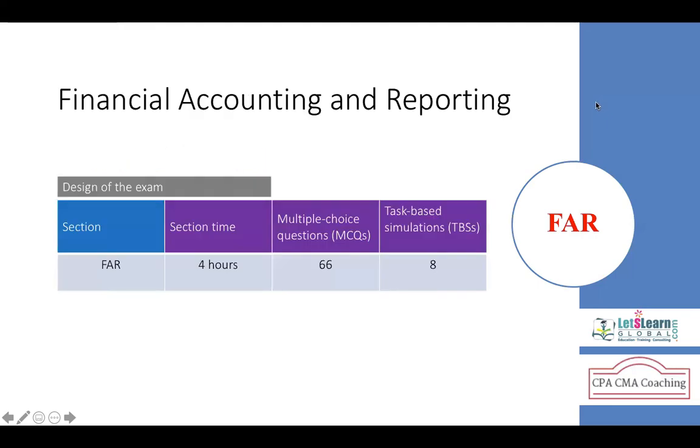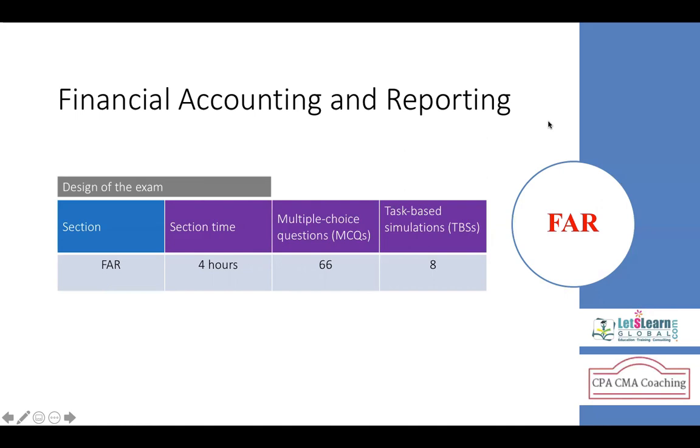Financial Accounting and Reporting is one of the four subjects tested on the CPA exam, along with auditing and attestation, business environment and concepts, and regulation. Now let us discuss the design of the exam on financial accounting and reporting. The exam is over 4 hours in total, in which you have a combination of multiple choice questions and simulations.